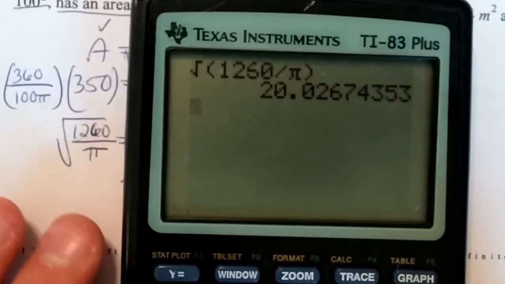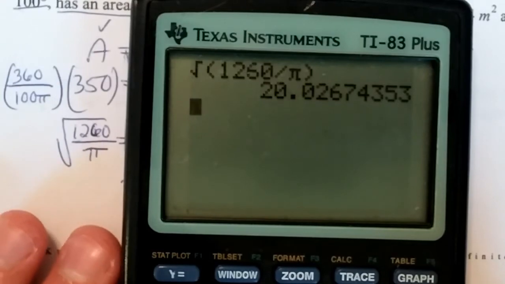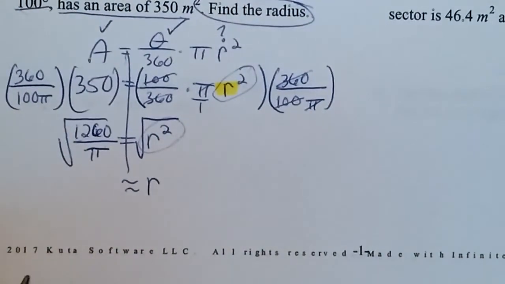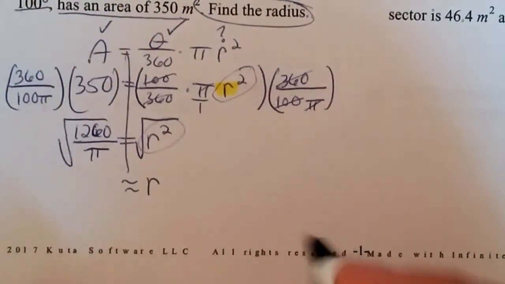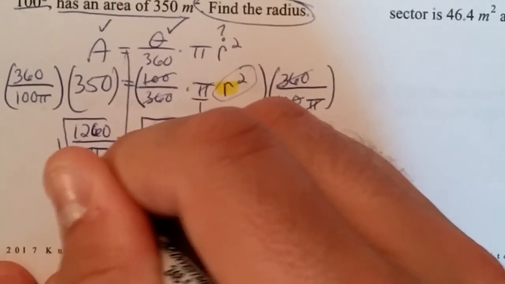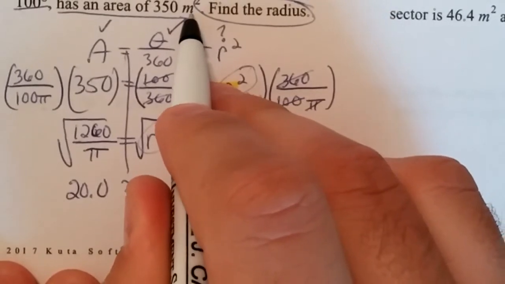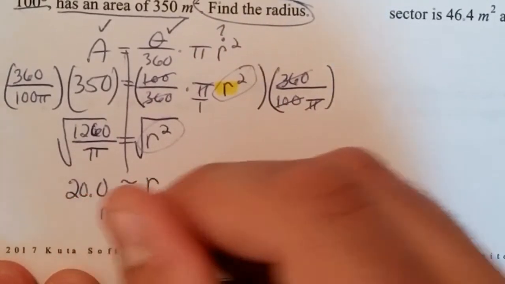Type that in. You get approximately 20.0267. So I'm going to round to the nearest 10th, so 20.0. And since the area was in meters squared, the radius is in meters.